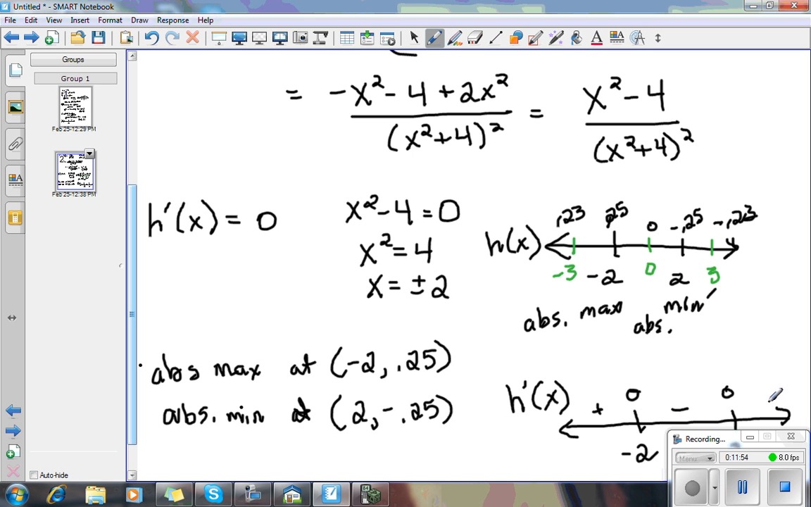Then pick something larger than 2. So pick a 3. You plug it into the numerator, you get something positive. Plug it into the denominator, you get something positive.